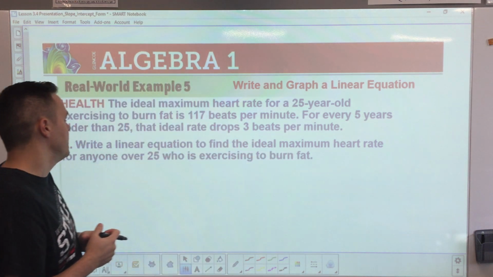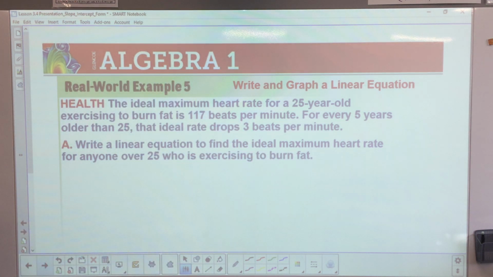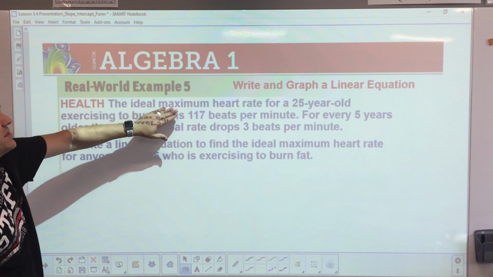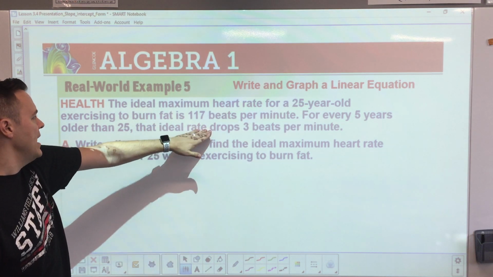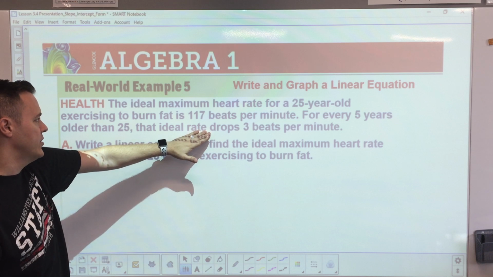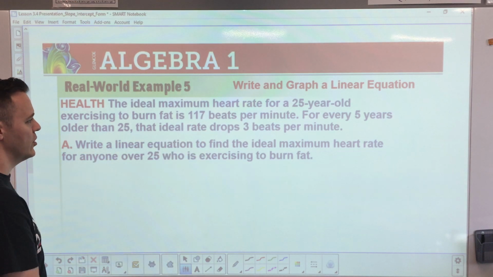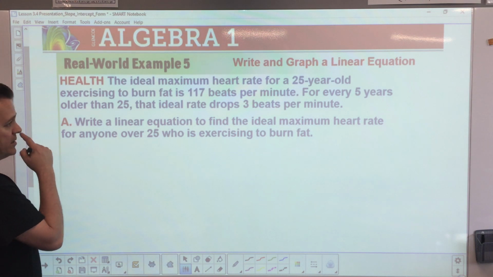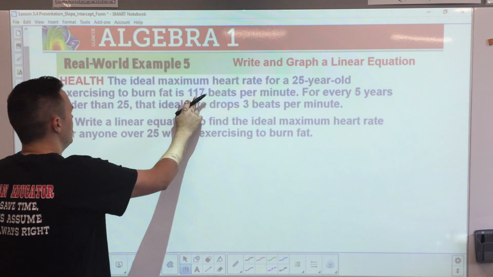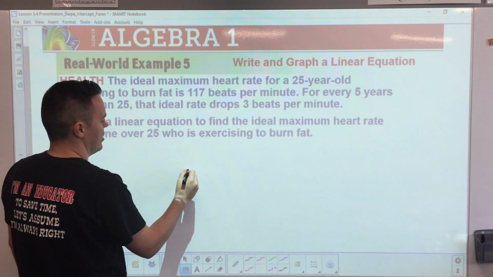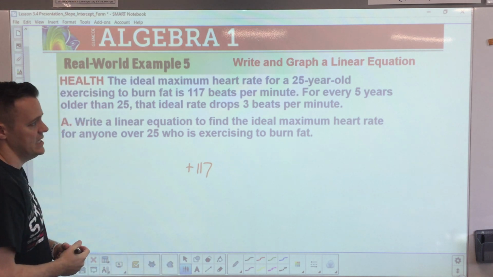All right, real world example on your notes. This will be almost on the 3rd page, I believe. Okay, on the 3rd page on the back side, you guys will have the ideal burning, the ideal maximum heart rate for a 25-year-old exercising is this rate. For every 5 years older than 25, that ideal rate drops 3 beats per minute. Write the linear equation. So when I'm looking at this, you got to write down your key information. So we know that we're going to start our equation at 117.